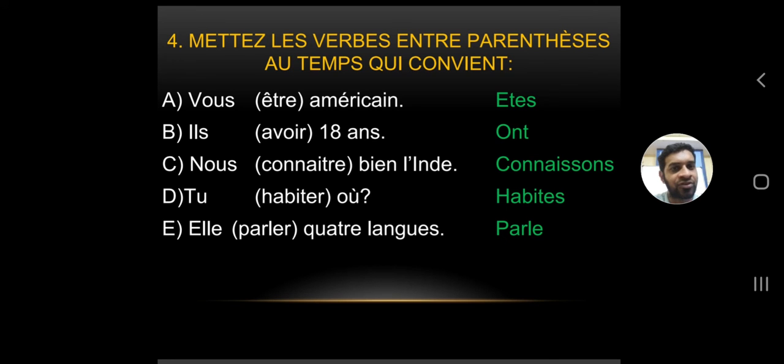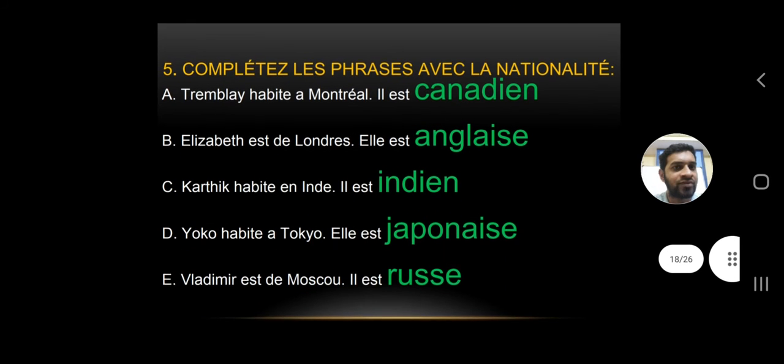Oui, so attention. Nous connaissons bien l'Inde. We know India very well. Okay, nous connaissons, the conjugation. Tu habites où? Okay, for tu, it's habites with S. Tu habites où? Where do you live? Elle parle 4 langues. She speaks 4 languages. The verb parler, er ending. So we'll move to the fifth exercise.